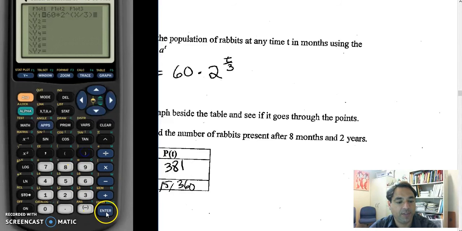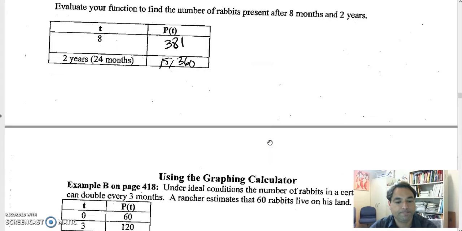Then we've already set up our table, so when I go to second graph or table, delete what's in there, I can plug in 8 months, or I can plug in 2 years, which is 24 months, and it will plug it in for me, so it's good practice there. Okay.